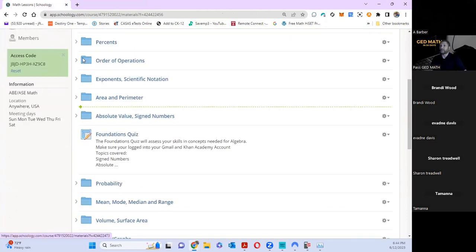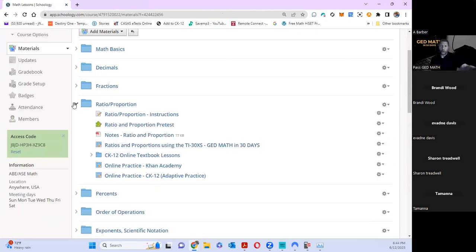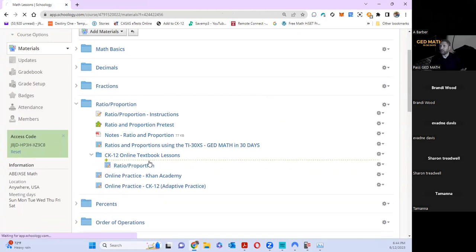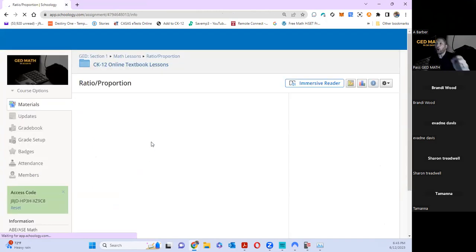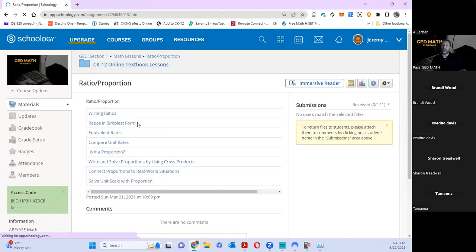Ratio and proportions. Earlier you asked the question, where else will you see undefined? Well, undefined can also be used as slope. So you go to your textbook lessons under ratio and proportion, click ratio and proportion, and you will see all the possible ways that you might see a ratio and proportion on the exam. Ratios in simplest form, equivalent rates, unit rate, proportion, solving by cross products, unit scale. That's everything you're going to see if they ask you for ratio and proportion on the exam.